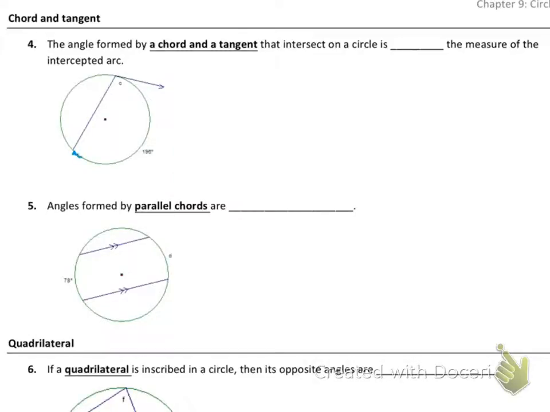So let me highlight that. I'm talking about this arc right here. That's what's created by that tangent and that chord. That works just like an inscribed angle in the fact that that C is going to be half of that other thing. So it's going to be 98 degrees. So the angle formed by a chord and a tangent that intersect on a circle is half the measure of the intercepted arc.